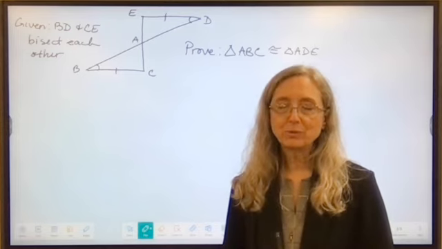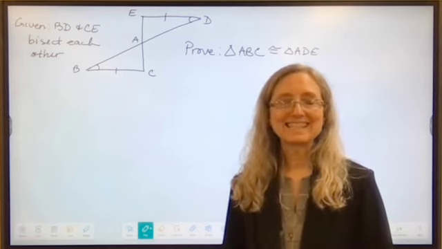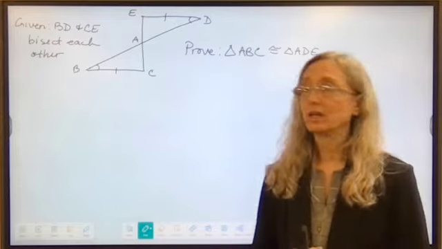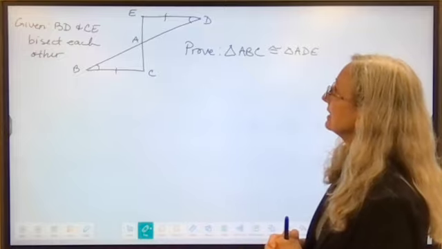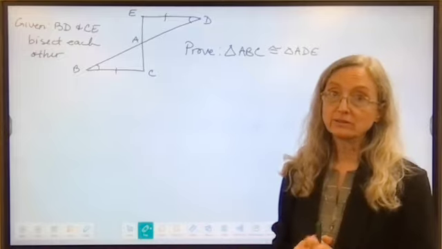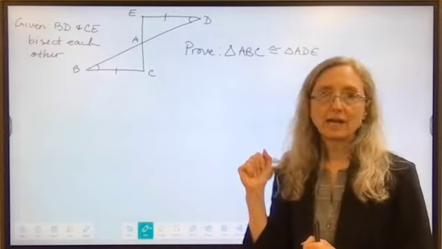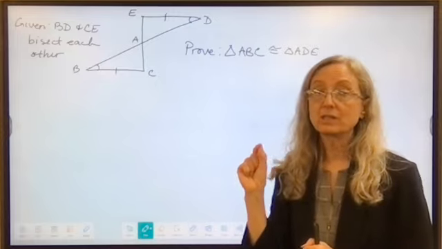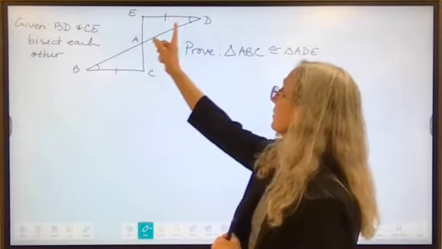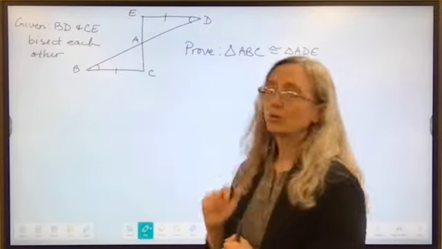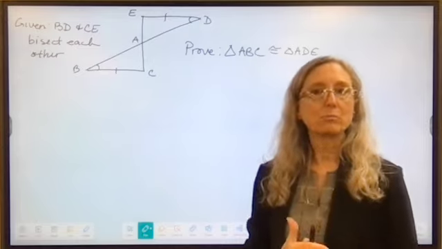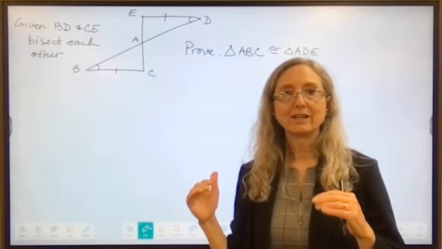So the first step, remember, to every proof is to list what you are given. We are told that BD and CE bisect each other. And if you look at the diagram, you can also use the given in the diagram. Angle B is congruent to angle D, and DE is congruent to BC. So I'm going to write all that given first.